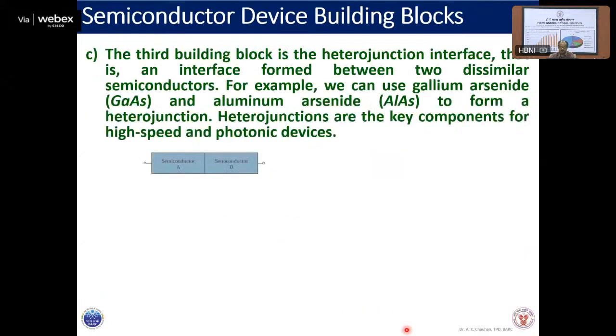Now we will go to the third, that is the heterojunction. In a p-n junction the semiconductors are the same, but when you have two different kinds of semiconductors, this building block is the heterojunction interface. That is an interface formed between two dissimilar semiconductors. For example, we can use gallium arsenide and aluminum arsenide to form a heterojunction. Heterojunctions are the key component for high speed and photonic devices. You have one semiconductor, you have another semiconductor, and a junction is made.